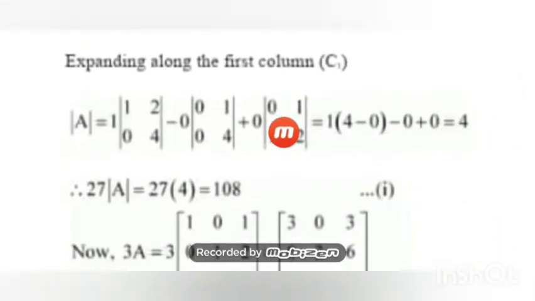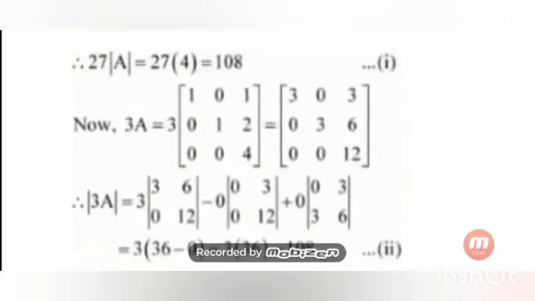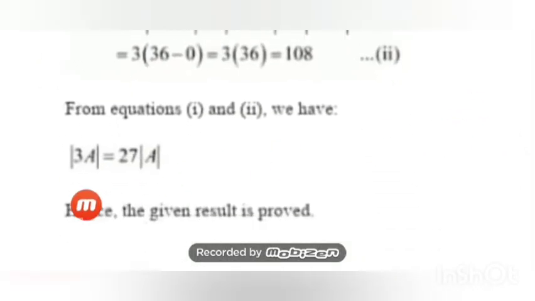So here I have got the value of the determinant of A. How to get the determinant of A? Replace this with the vertical line. 1 into deleting the row and the column will have 1, 2, 0, 4. Then 0 into deleting this row and the column, 0, 0, 2, 4. Here also I have expanded in terms of the first column and we got the value equal to 4. Then 27 into the determinant of A is equal to 108. So we have got that the determinant of thrice A is equal to 27 into the determinant of A.